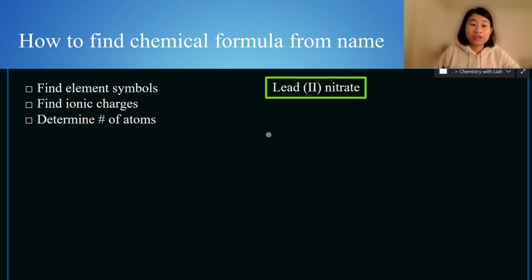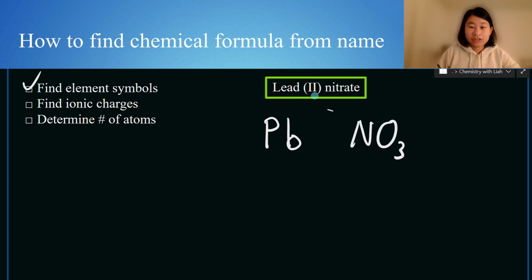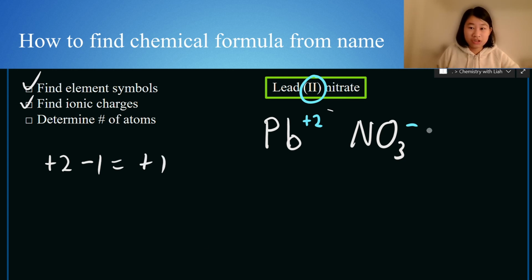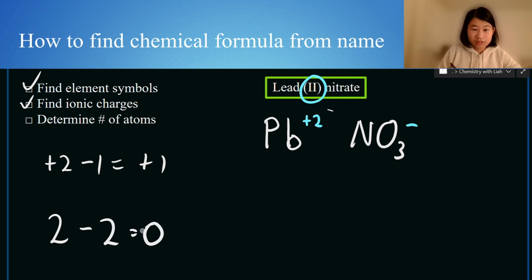So let's try another one with a transition metal. In this case, we have lead(II) nitrate. So lead is represented by Pb, and nitrate is represented by NO3. All right, so lead, it tells us it has a positive 2 charge, and nitrate is a polyatomic ion with a negative 1 charge. Now we're going to find out how many leads and how many nitrates we need to put together. Currently, if we try to put 1 and 1 together, we have a plus 2 minus 1, which is not yet 0. So we're going to find the smallest multiple between 2 and 1. Okay, that's going to be 2, so we're going to have a 2 minus 2, which is 0.